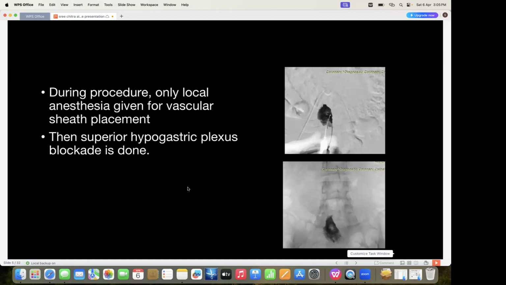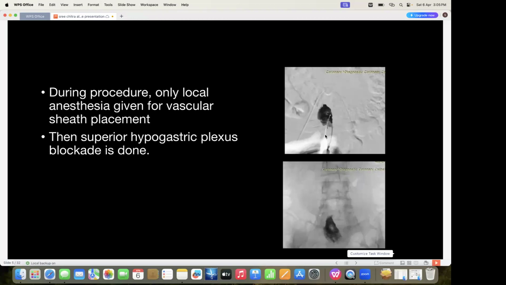After that, a plexus block was given under fluoroscopy, which is the superior hypogastric plexus block. This is done in order to reduce the pain post-procedurally. Pain perception will sometimes still be present, but it will be much less as compared to those patients who undergo embolization without the plexus blockade. So with that idea, superior hypogastric plexus blockade was done.